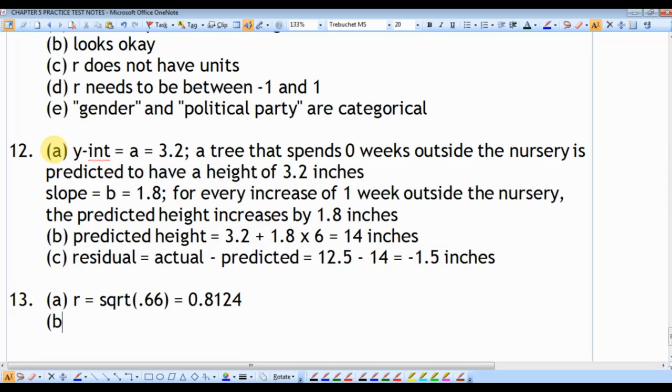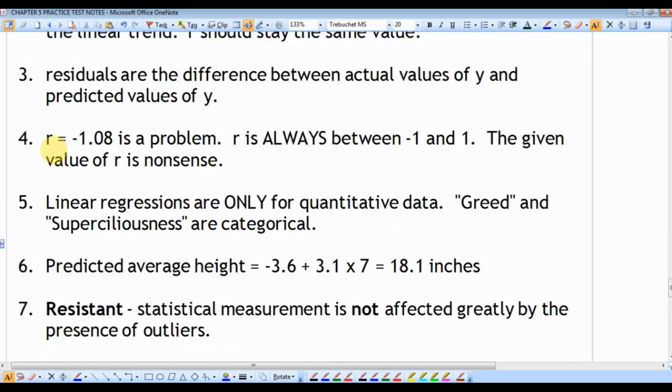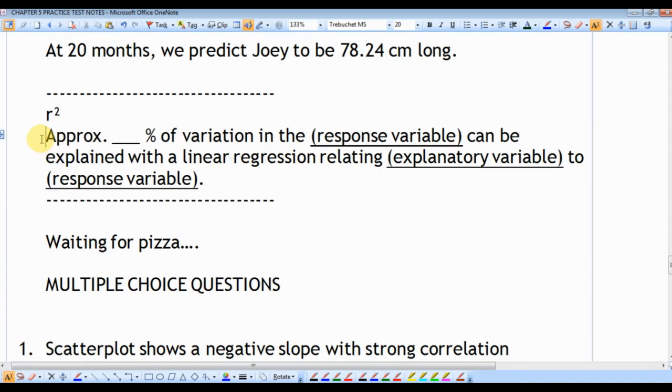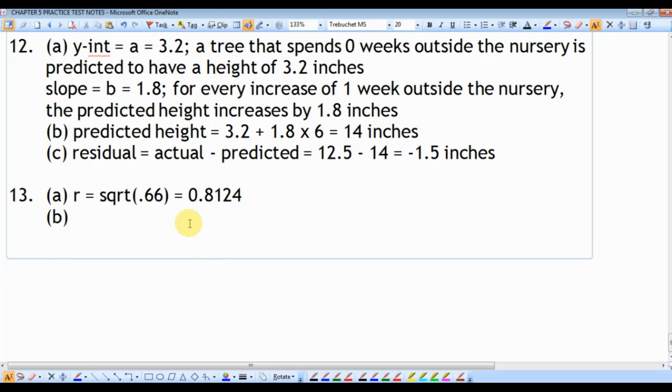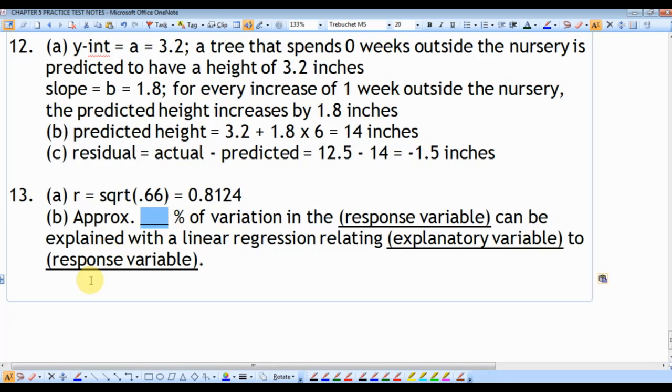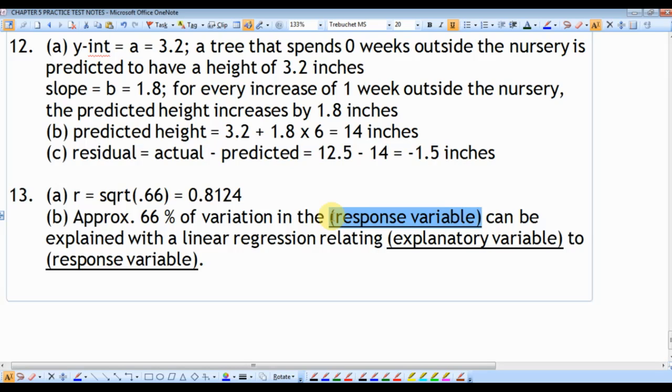B. Explain R squared in context. Oh, that's the percent one. Okay. So I'm just going to copy 0.66, that's 66%, copy it and paste it. Like literally. Approximately 66% of the variation in travel time. This one you could memorize. Anytime it says what is R squared, you have to write that. The response variable is travel time.